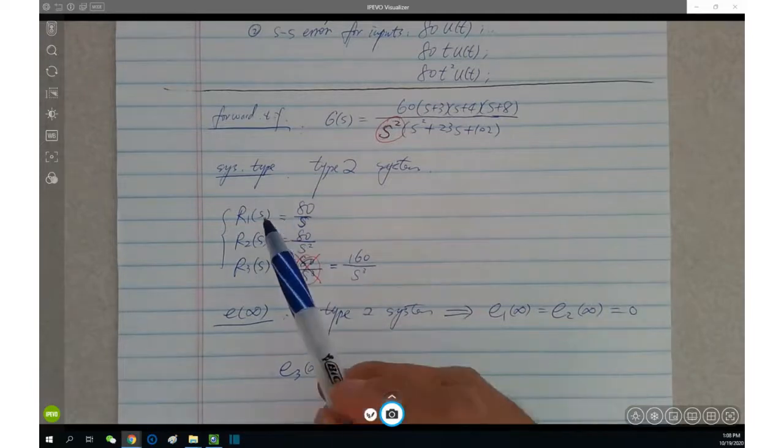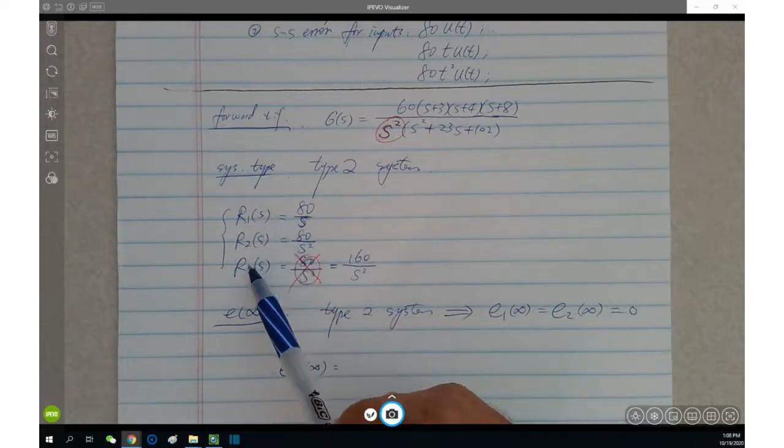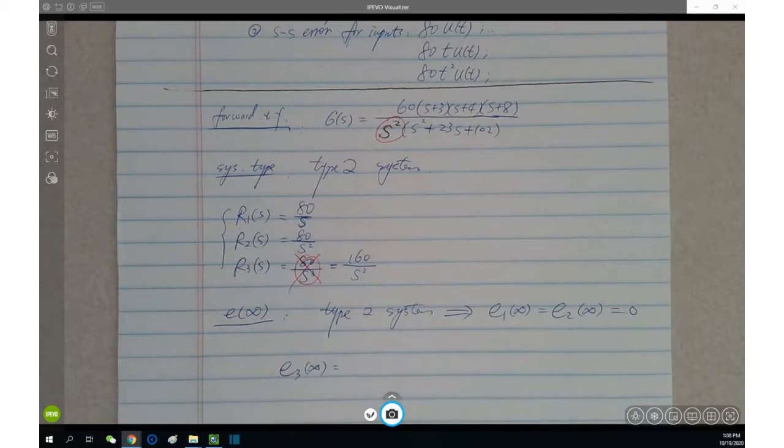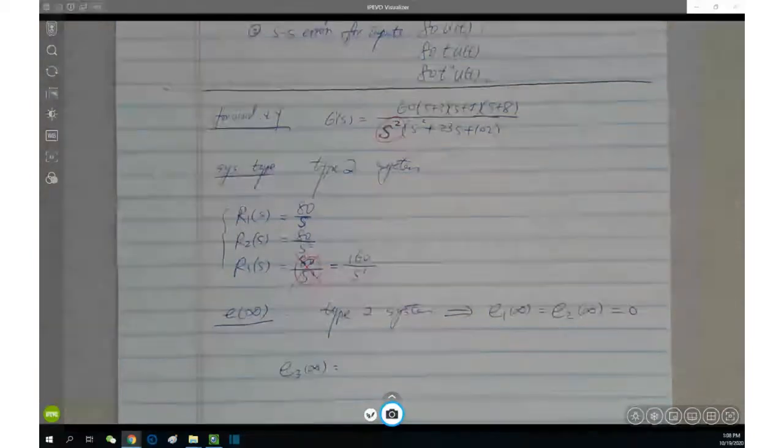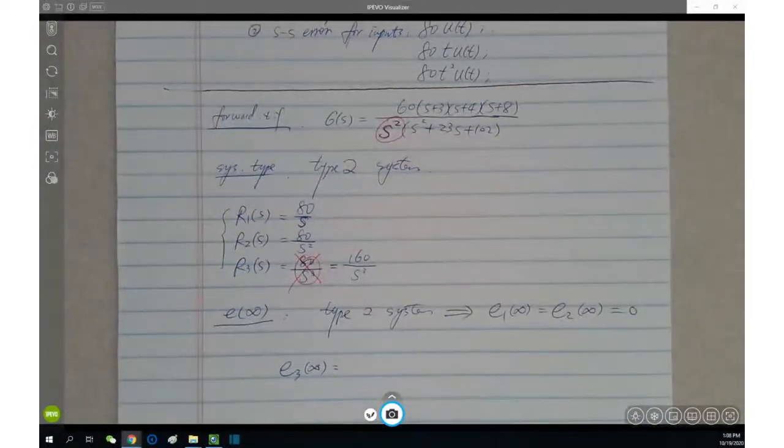Because we are defining the step, ramp, and parabolic in order as R1 through R3, correspondingly E1 through E3 represent the step input steady state error, ramp, and parabolic input steady state error, respectively. So they're in order. We just need to conduct the limit to find the steady state error for the parabolic input. This is also one of the conclusions in the summary: a type 2 system has a finite constant steady state error for parabolic input.